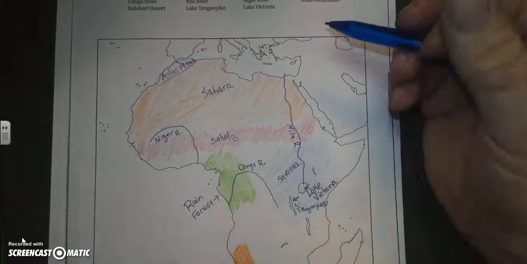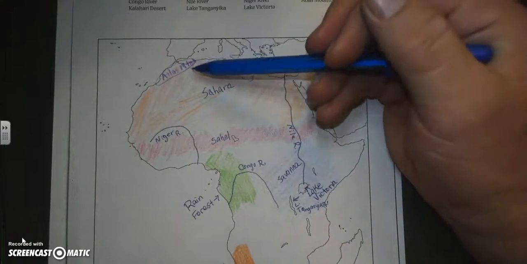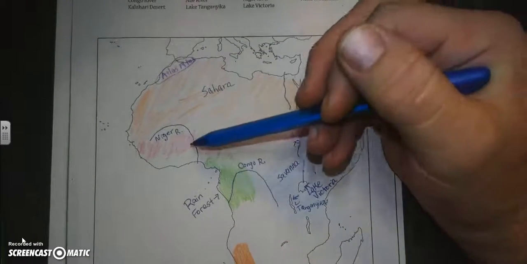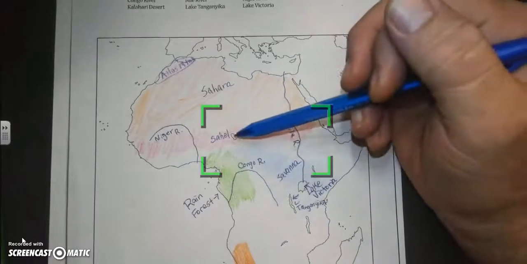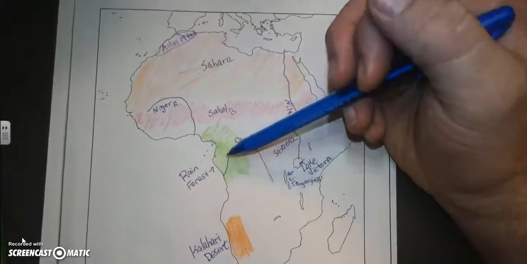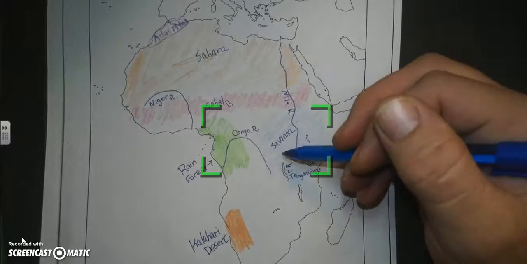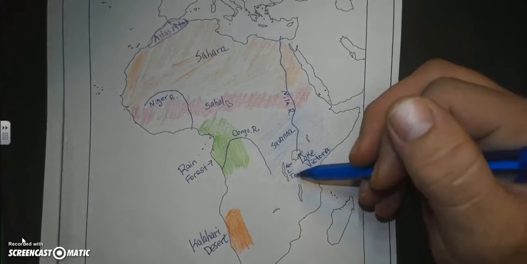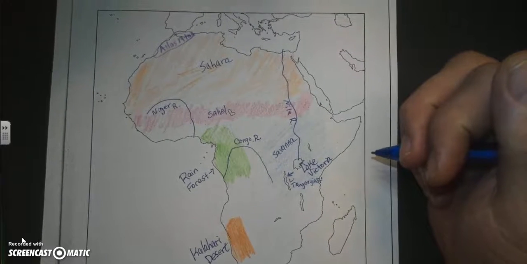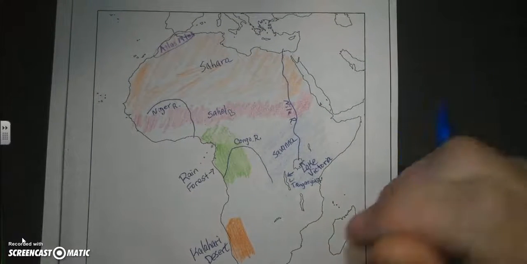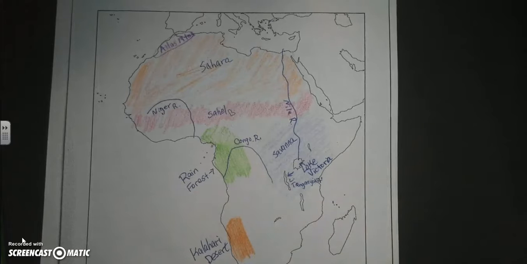Okay? So, we have the Atlas Mountains, the Sahara, the Niger River, the Sahel, the Congo River, the rainforest, the Kalahari Desert, the Nile River, Savannah, Lake Victoria, Lake Tanganyika. Okay? These are the items that make up the different landforms of Africa.